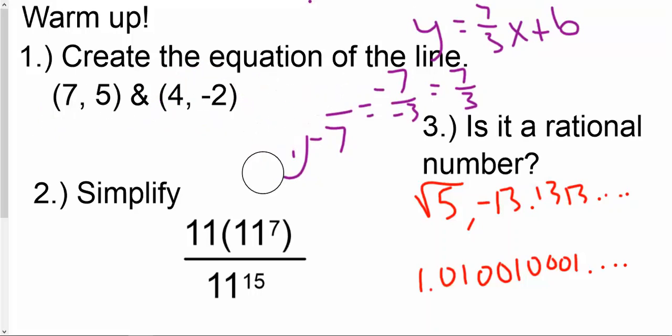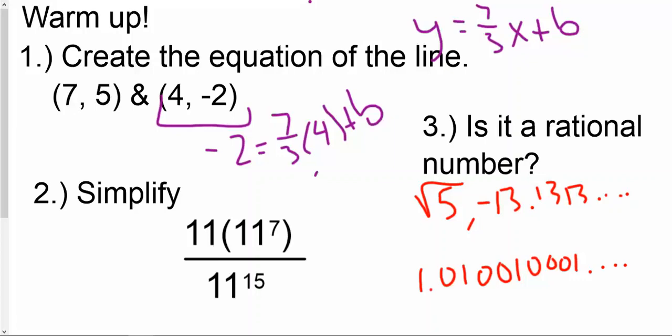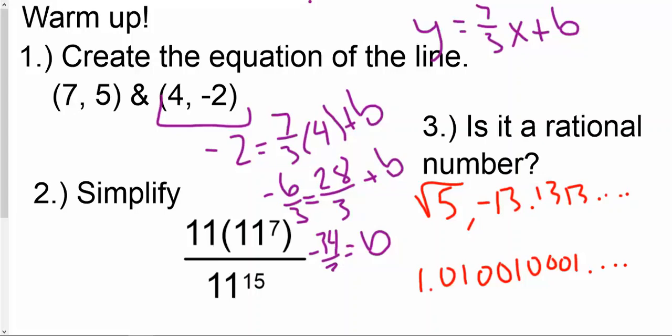So from here, I'm going to take a point and plug it in. This will give me y equals, well, let's use the point 4 comma -2. So we'll get -2 equals 7/3 times 4 plus b. And then from here, I'm going to get 28/3. And I'm going to change -2 to -6/3. That way I have that common denominator and be able to solve for b. This ends up giving me b equals -34/3. So my final equation would be y equals 7/3 x minus 34/3.